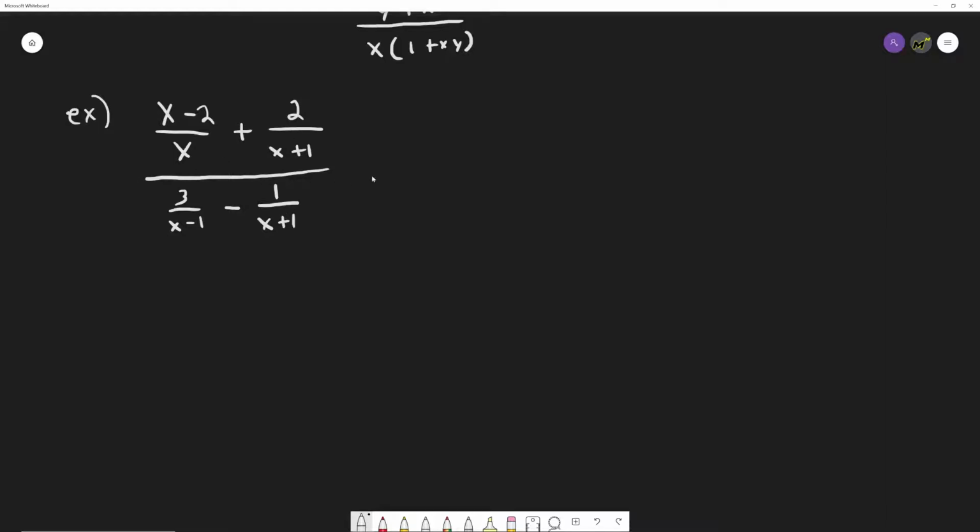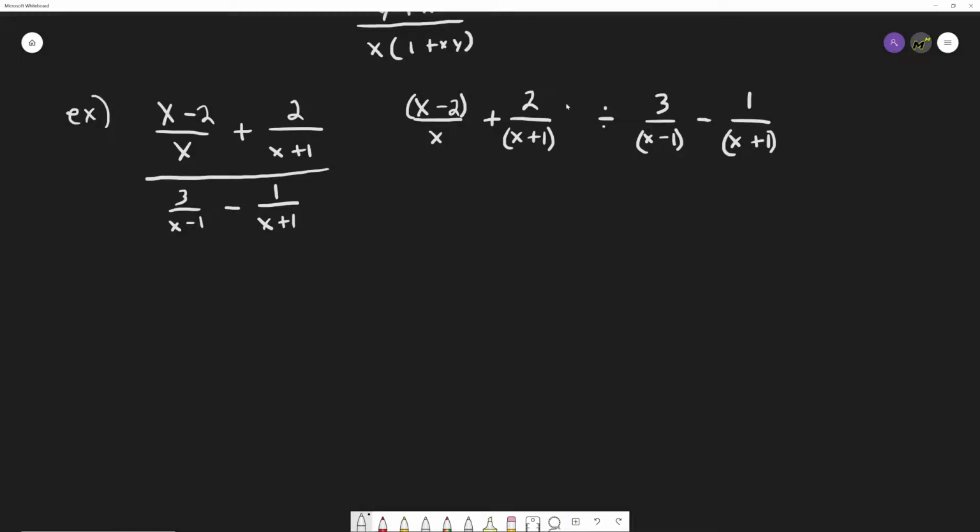The first thing, I see this giant fraction bar. Let's go ahead and rewrite this. So we'd rewrite it as x minus 2 over x plus 2 over x plus 1, divided by 3 over x minus 1 minus 1 over x plus 1. Okay, that makes it look a little more tolerable. We don't have 4 layers here, it's just 2 layers. And technically these are in parentheses, and if you wish to write them in parentheses, I will.